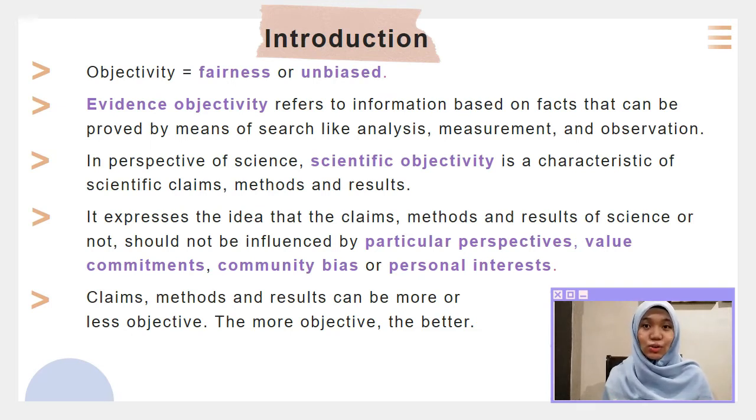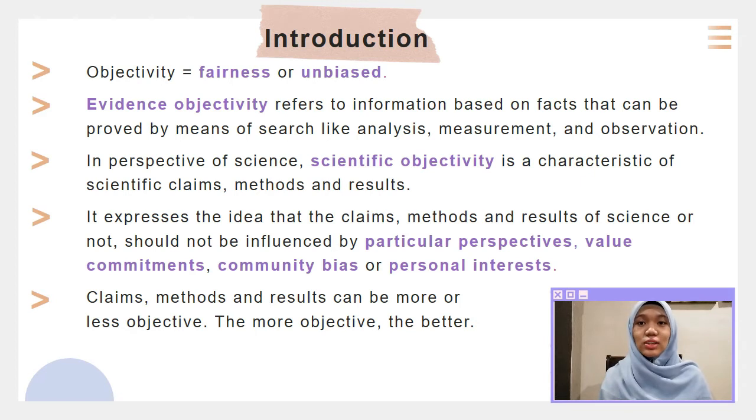Evidence objectivity refers to information based on facts that can be proved by means such as analysis, measurement, and observation. From the perspective of science, scientific objectivity is a characteristic of scientific claims, methods, and results. It expresses the idea that the claims, methods, and results of science should not be influenced by particular perspective, value commitments, community bias, or personal interest.